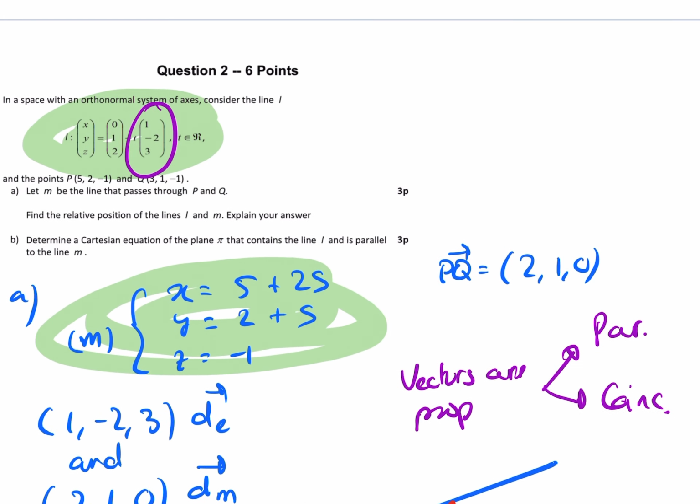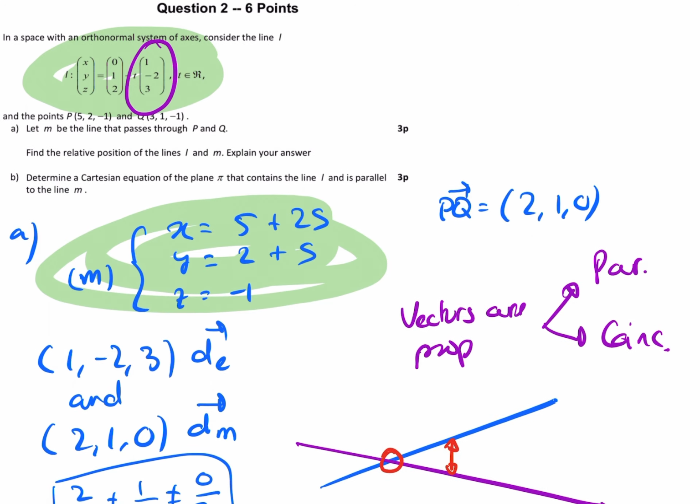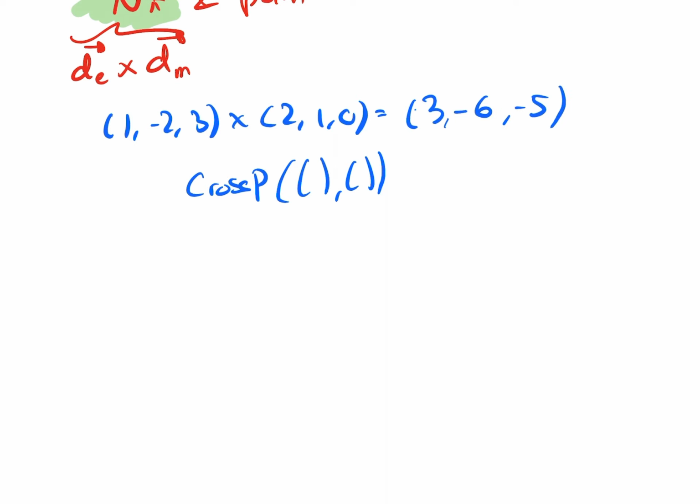This information is given here. 2, 1, 0, we just found that out here. 2, 1, 0 is here, and 1, -2, 3 is the direction vector of line L. So when we've got these two things, we need to find the value of the cross product of these two vectors, and using the calculator, cross B, and inserting both vectors, we just get that the normal vector to the plane we're looking for is 3, -6, -5.